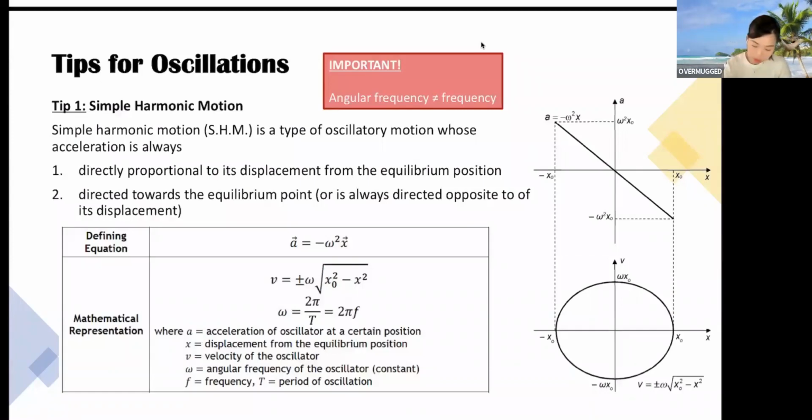Okay, the next one we're going to move on to is oscillation. Oscillation includes simple harmonic motion. Take note, whenever they ask you for the definition of simple harmonic motion, make sure you define it as a periodic oscillation. Periodic oscillation means it happens at regular intervals and keeps repeating, whose acceleration is directly proportional to the displacement and is directed towards the equilibrium position, meaning directed opposite to that of the displacement.